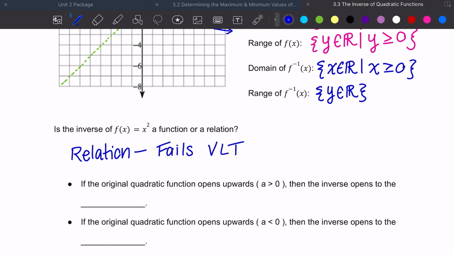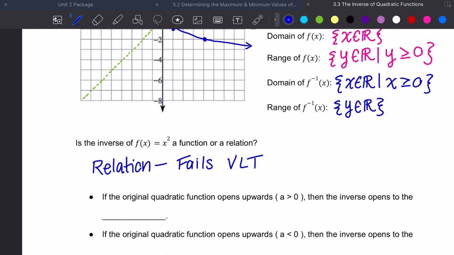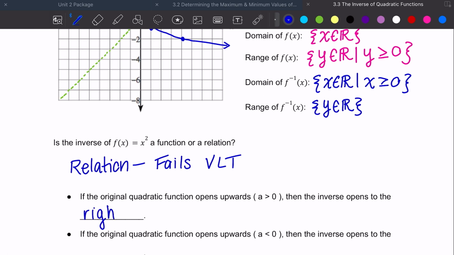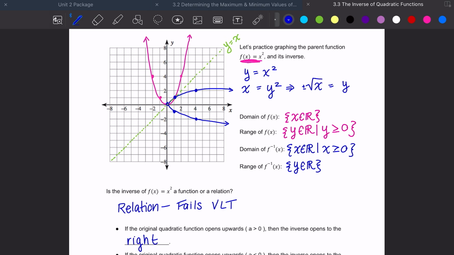It's not a function. So if the original quadratic function opens upwards, so if a is positive, then the inverse is going to open to the right, kind of like how we see on this graph. Versus if it was frowning and opening downwards, it would be opening to the left.